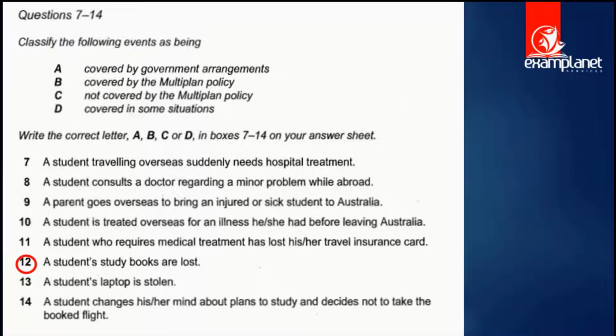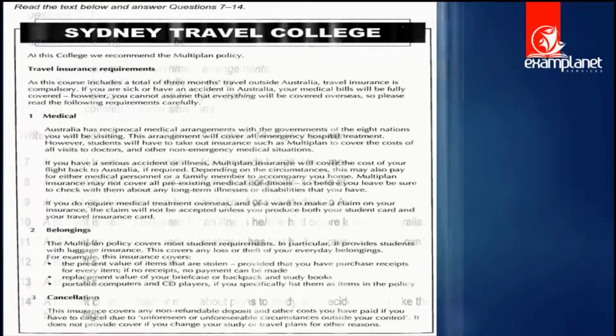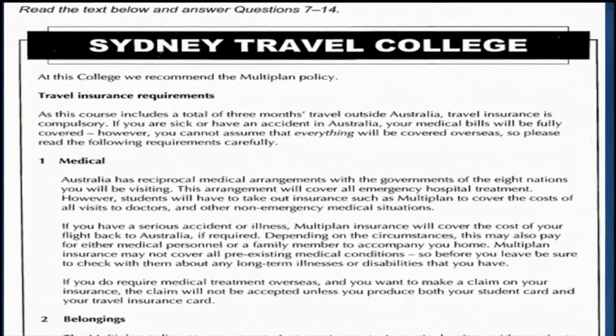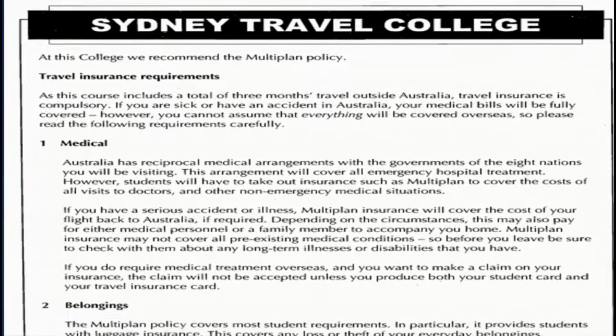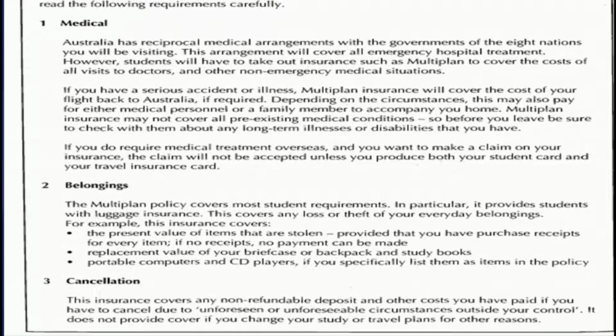For question 12, a student's study books are lost. If you check the passage very well, you realize that under belongings, we actually have replacement value of your briefcase or backpack and study books. So definitely, the multi-plan will provide for that.